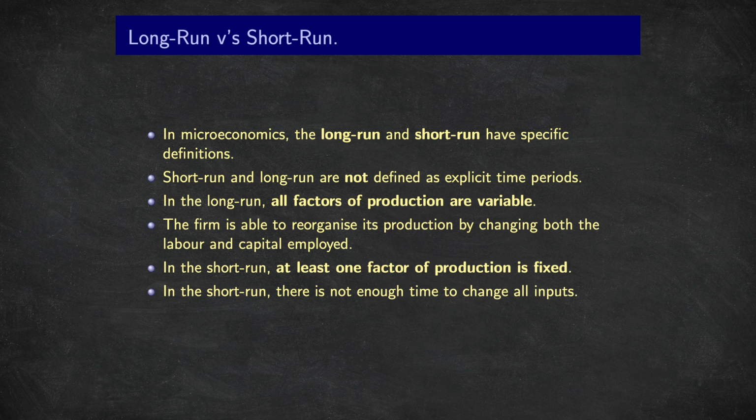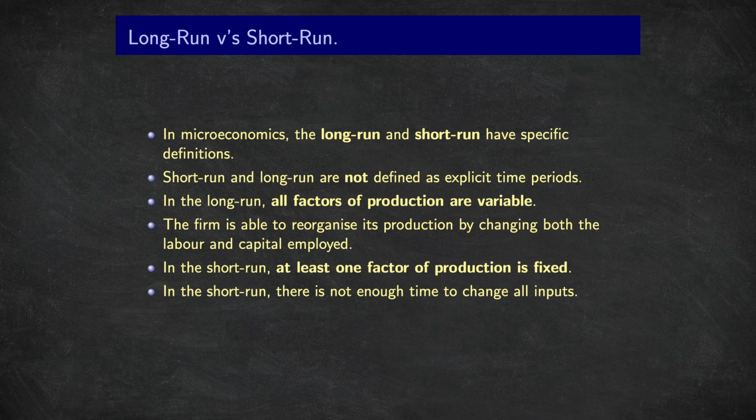In the short run, at least one factor of production is fixed. For us, we will mean exactly one factor of production is fixed. But if there were many factors of production, n factors of production, for example, then if at least one of those is fixed, if the firm cannot change every input, if it has to accept a certain level of at least one input, then we're talking about the short run.